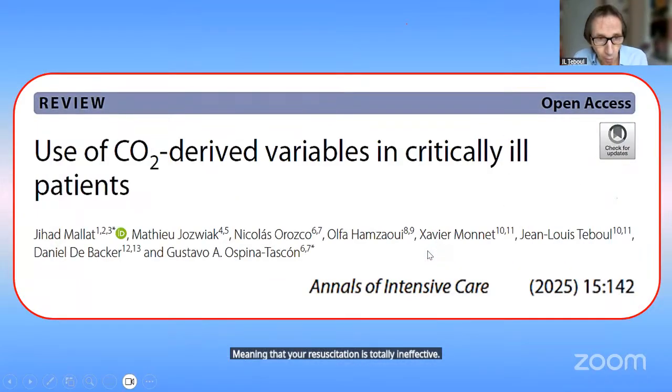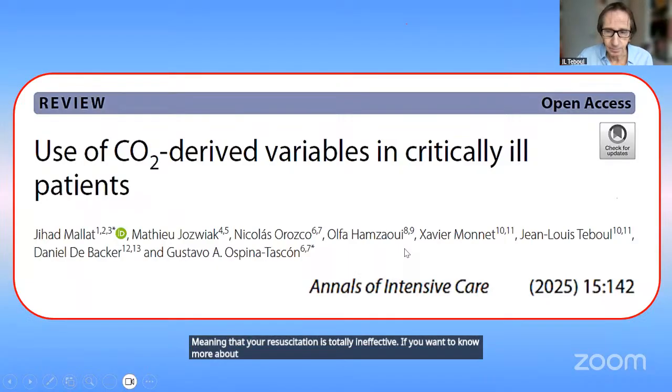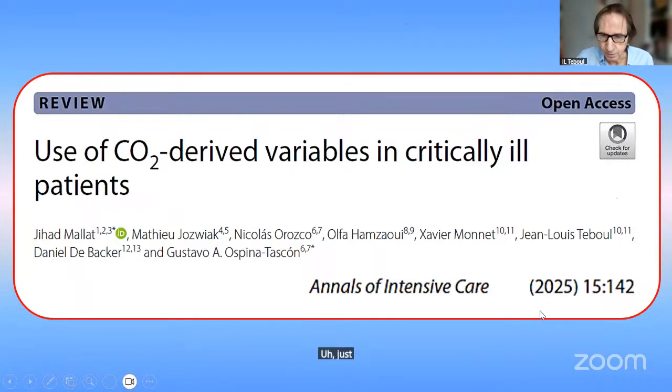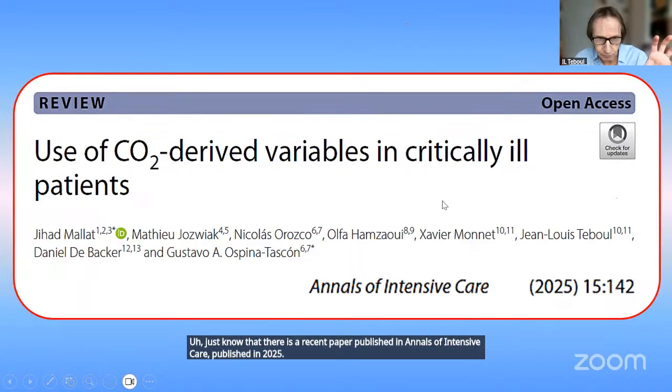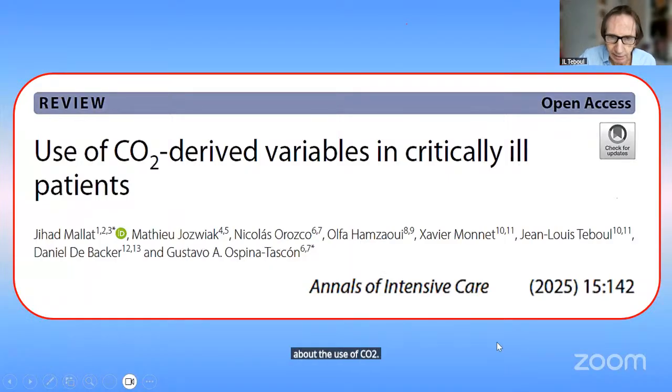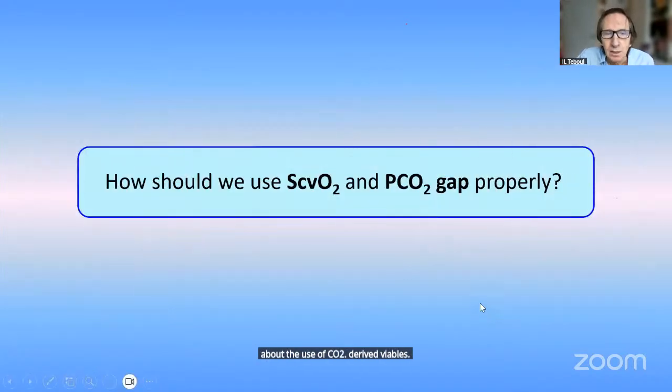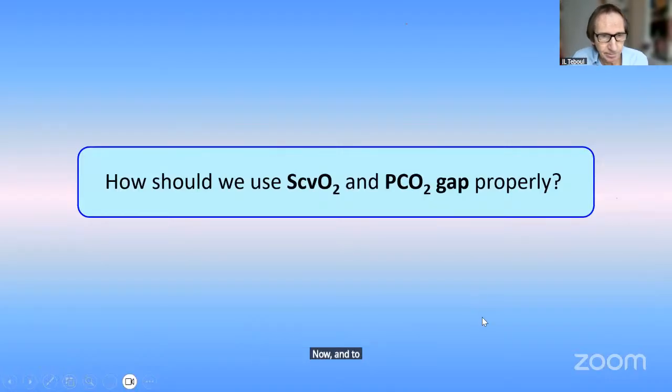If you want to know more about this topic, just know that there is a recent paper published in Annals of Intensive Care, published in 2025, about the use of CO2-derived variables. Now, and to finish my presentation, how should we use ScvO2 and PCO2 gap properly together?